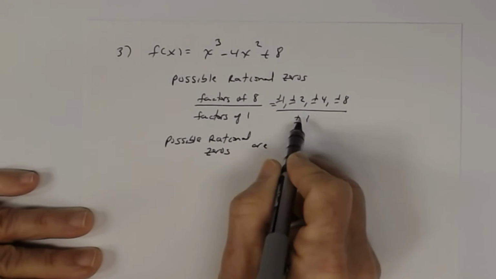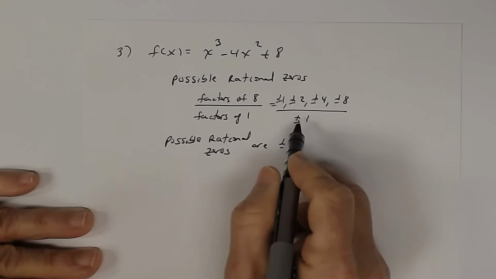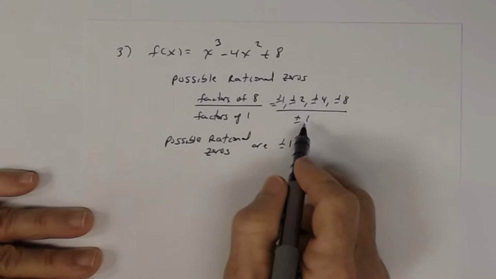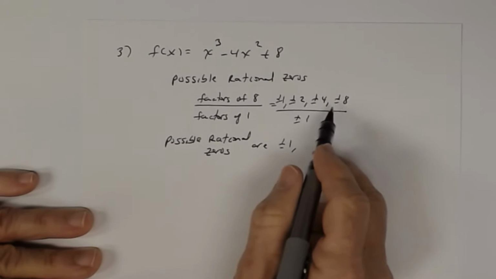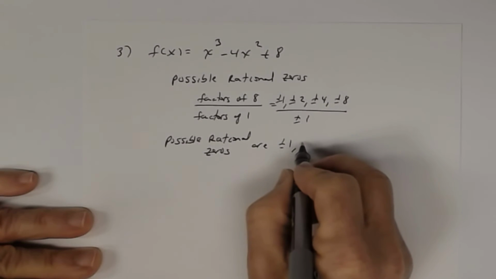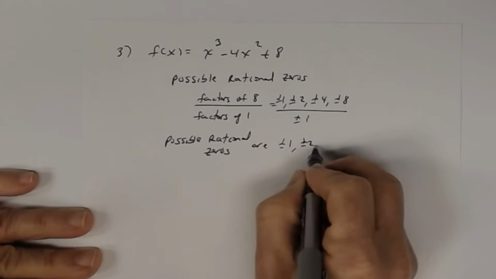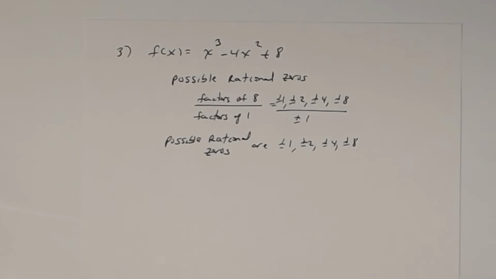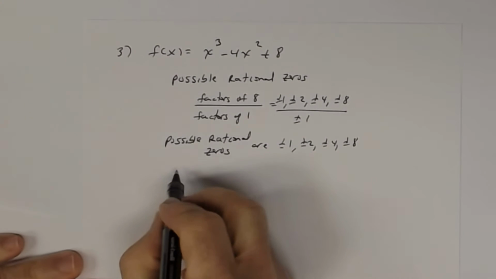are 1 divided by 1 is 1, so we get plus or minus 1. 2 divided by 1 is 2. 4 divided by 1 is 4. 8 divided by 1 is 8. So we get plus or minus 1, plus or minus 2, plus or minus 4, plus or minus 8. All right, so let's find something that works. Let's try 1 first.